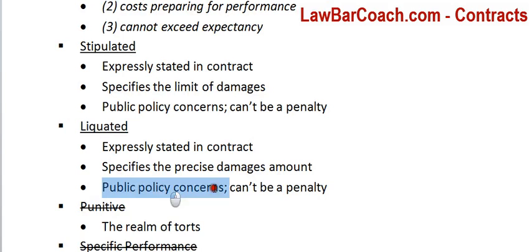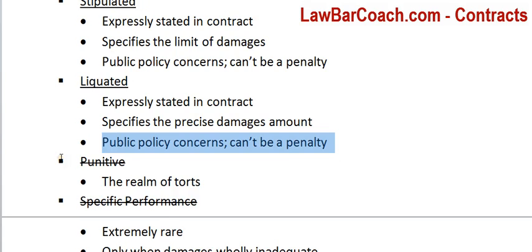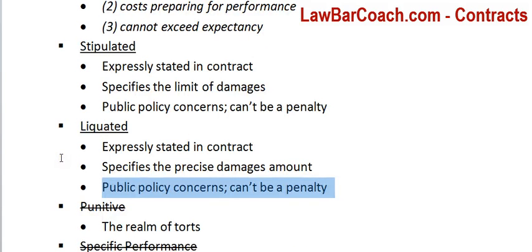The only issue is if it's something egregious. It's far more than the contract is worth. It's oppressive. It's unconscionable. Courts will not permit that. It's not there to be some sort of punitive penalty. It's merely there for convenience.